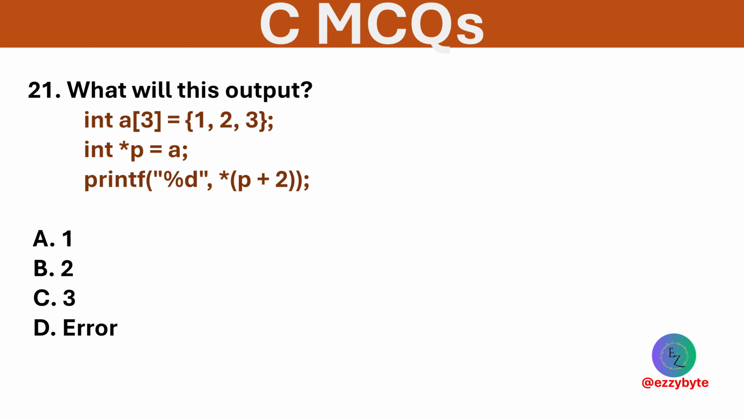What will be the output of the following code? Options are 1, 2, 3 and error. Option C is correct. It accesses the third element using pointer arithmetic.